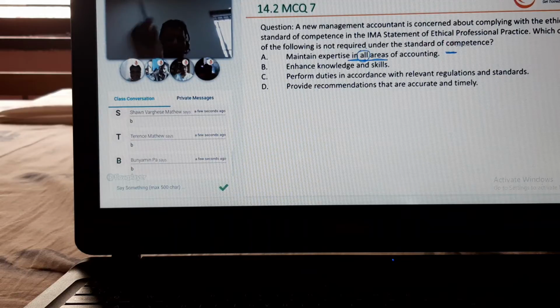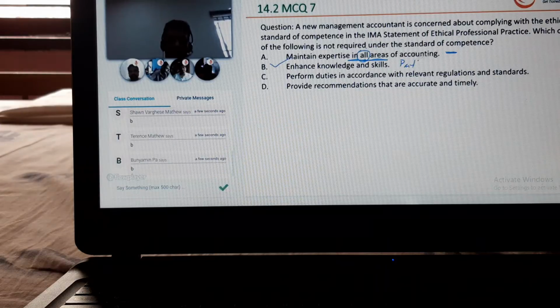So, if nothing works out, we'll come back to that. Enhance knowledge and skills. Yes, you should definitely try to enhance knowledge and skills. That is correct. Perform duties in accordance with relevant regulations. This is point number 1 under competence. Perform duties in accordance with relevant regulations. This is point 2 under competence. Provide recommendations that are accurate, timely, concise. All that is point number 3 under competence. So these are specifically coming under competence. Maintaining expertise in all areas of accounting is not really possible for any human being.